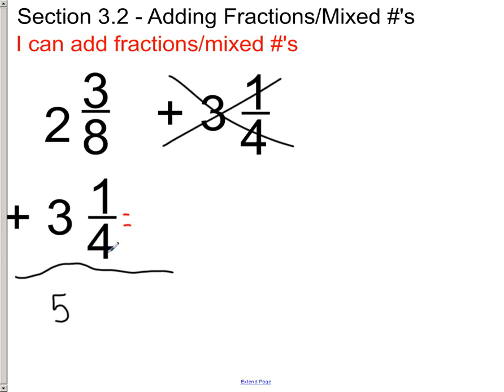We have to make sure the bottom number, or the denominator, is the same. Well, we can make both of them into 8s. So I'm just going to rewrite this one so it'll stack up on top of this. I'm going to multiply this by 2 and multiply that by 2. And now we have 2/8. And now just focus on adding the top number of your fractions. 3 plus 2 is 5. And we keep the same denominator. So there's our answer, 5 5/8.